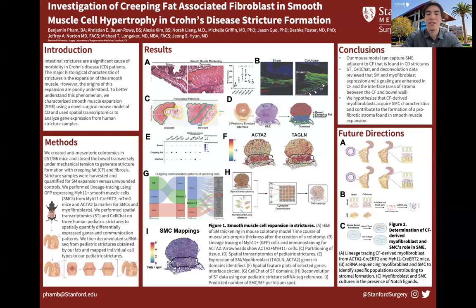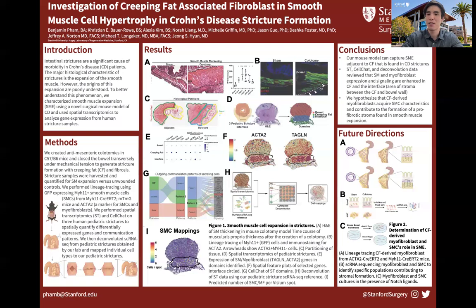Our results indicate that our model can replicate the smooth muscle expansion found in Crohn's disease, as you can see in Figure 1A, between our sham and our colotomy. Our results also indicate that we have this population of smooth muscle cells that are positive for ACTA2 and negative for MyH11. What's also interesting about this population is that it occurs in the region between the creeping fat and bowel. These results suggest that there are cells here that may be new smooth muscle cells or myofibroblasts.